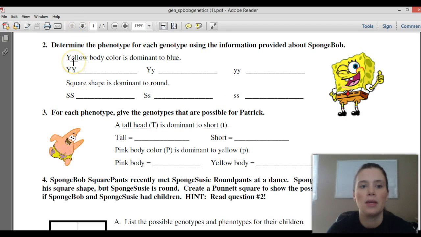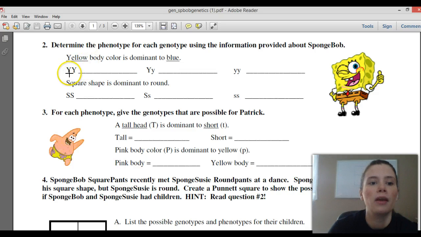And now it's asking me to determine the phenotype for each genotype using the information provided about SpongeBob. And it says yellow body color is dominant to blue. Now, the first thing that we need to remember here are the definitions for genotype and phenotype. Genotype being the genes present in an organism, and phenotype being the physical appearance of these genes. So, here we have big Y, and that's going to represent yellow because it's dominant.